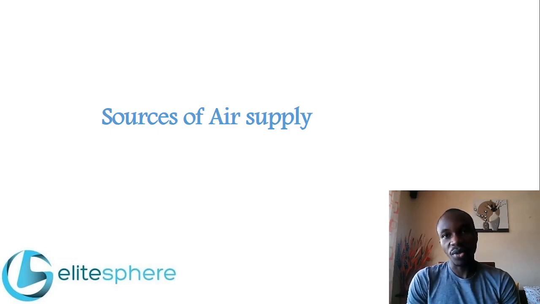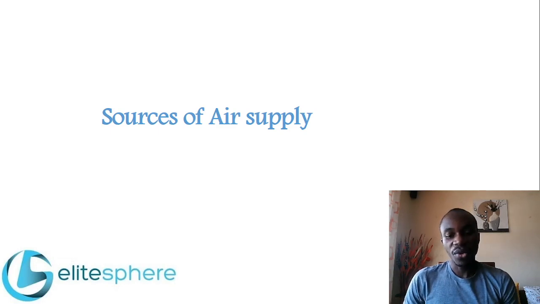The next source of air supply, during ground operation, is the ground cart, or a ground vehicle that supplies air to the aircraft when it's on ground. So this is a third source of air supply on an aircraft, but this one applies only to the ground.